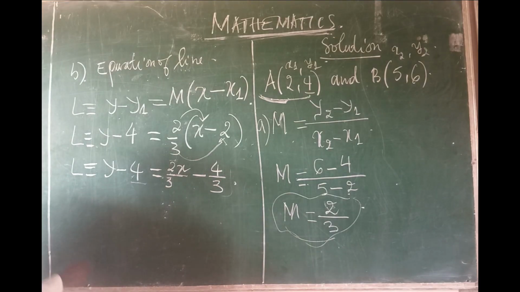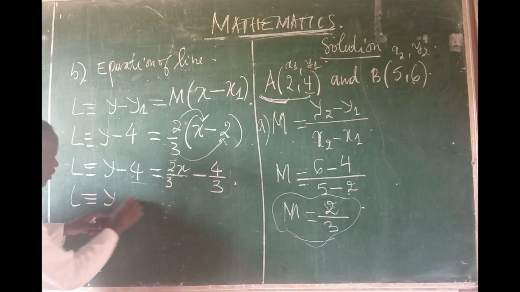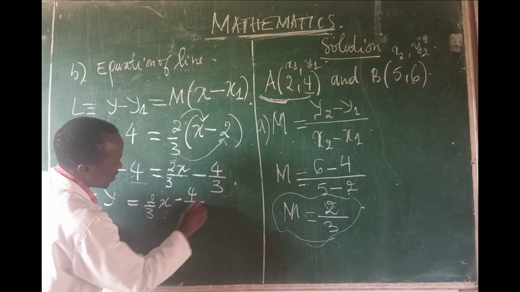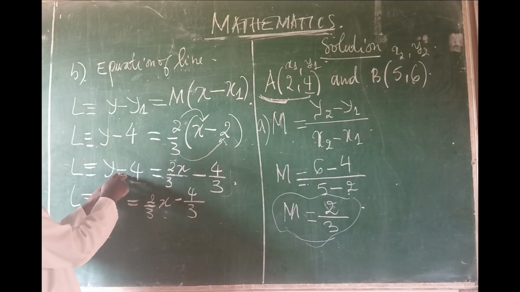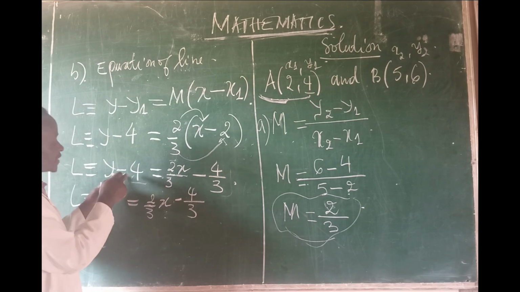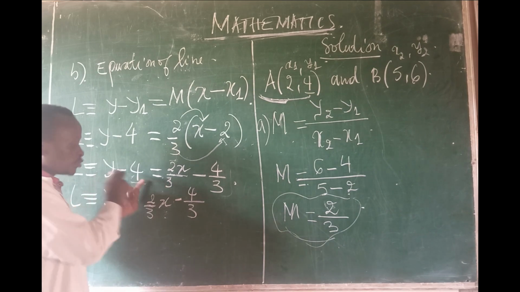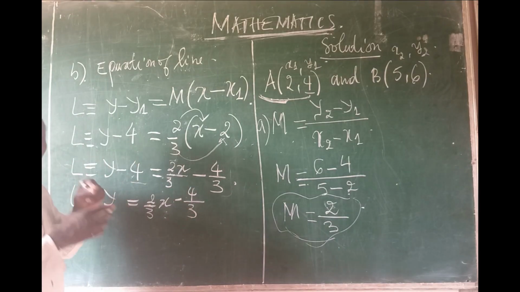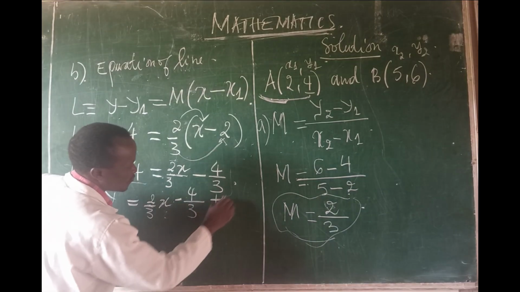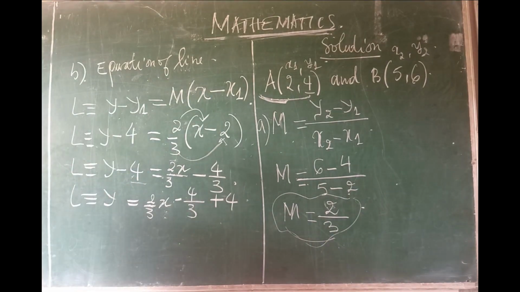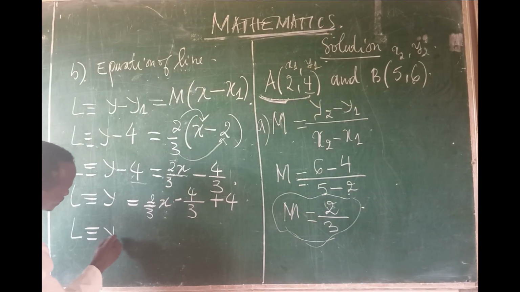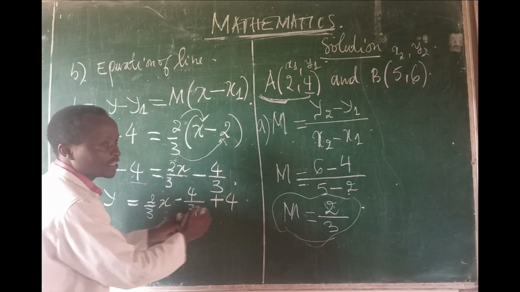Let's put like terms together. We remain with y as our line. It will be y equal to 2 over 3 x minus 4 over 3. This 4 is in the first member. It comes from the first member to the second member, which means the sign that it has in the first member will be changed. Plus 4. Understand it?